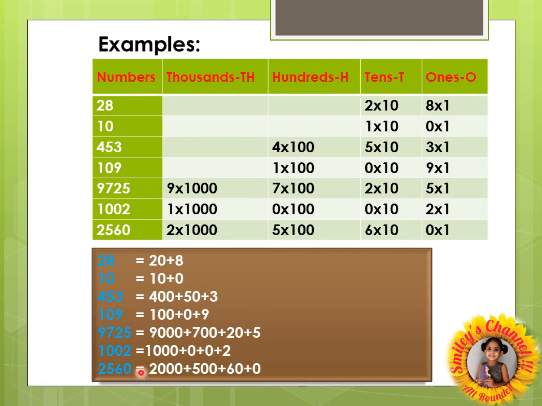2560 here. So this is the last 4 digit number. So ones, tens, hundreds and thousands. So 2 into 1000, 2000. And here 5 into 100, 500. 6 into 10, 60. Plus 0. When you have 0, you need to write 0. And do you know how we got 28? If we add 20 plus 8, we will get 28. 10 plus 0, 10. So that is how we get these numbers.